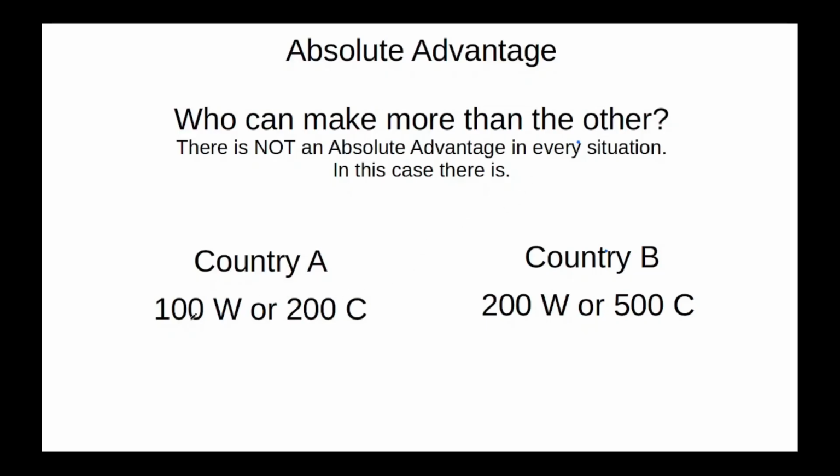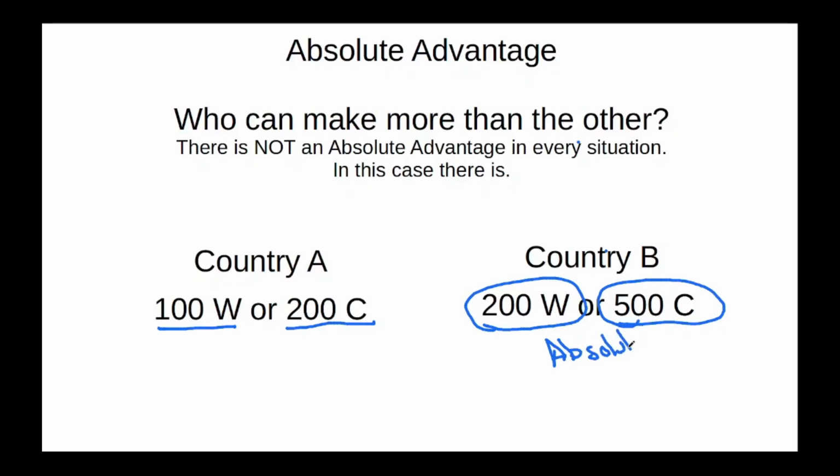And so in our case, country A can make 100 wheat, but country B can make 200 wheat. So country B wins there, and country A can make 200 corn. Country B can make up to 500 corn. So country B can make more of each, so they're going to have the absolute advantage. When you can make more of both, you have the absolute advantage over the other country. It does not mean that you cannot benefit from trading, but it does mean that you could produce more of each.